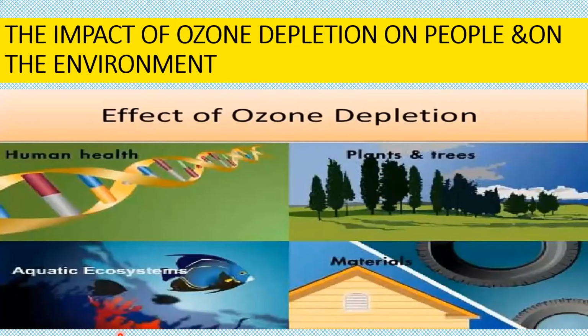Let's see the impact of ozone depletion on people and on the environment. The higher level of ultraviolet radiation causes sunburn, skin cancers, retina damage, and a reduction in immunity to diseases.